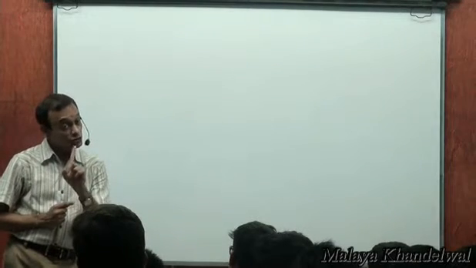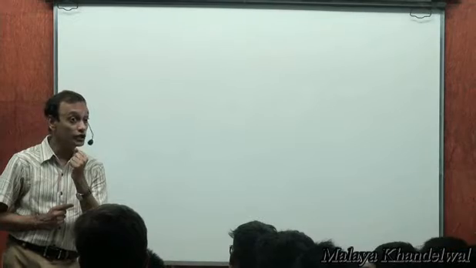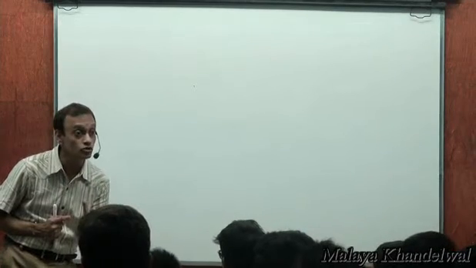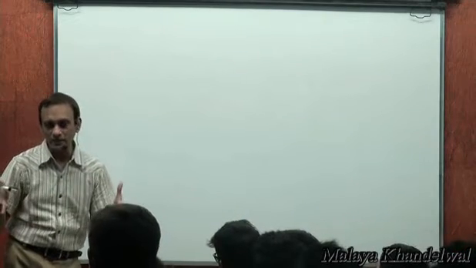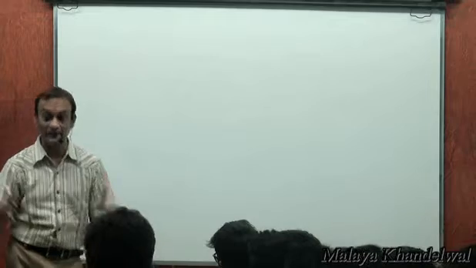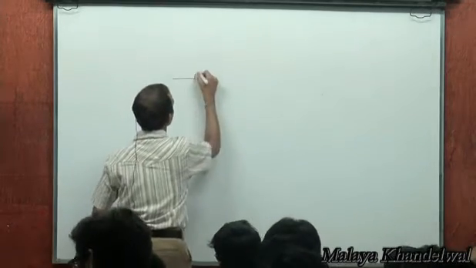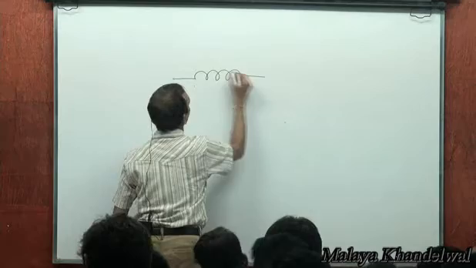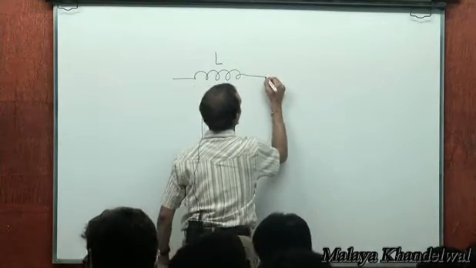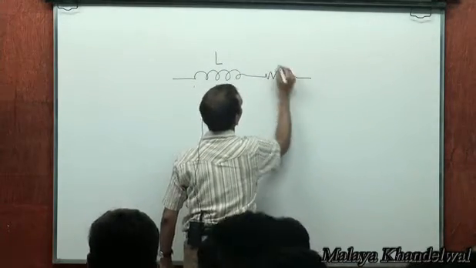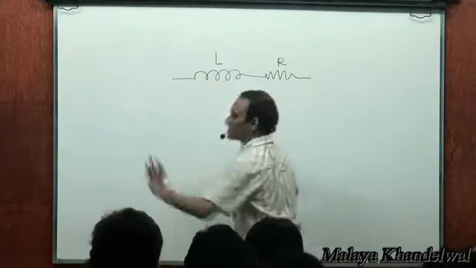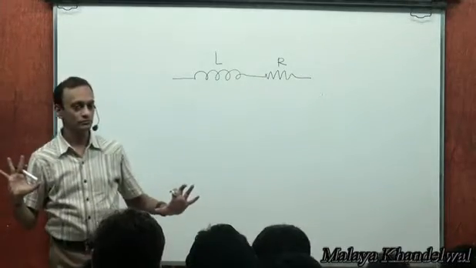Of course, we'll talk of a real inductor. When we talk of a real inductor, that means it will have a resistance also. So it will have two aspects associated with it. There would be an L and there would be an R, right? This entire thing is the inductor element, right?